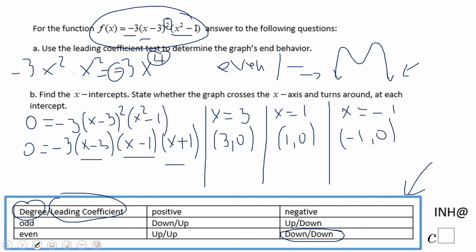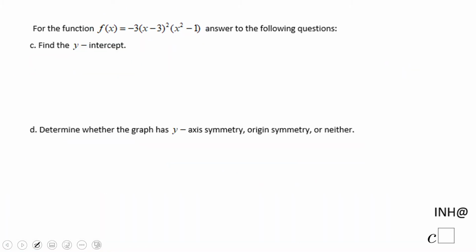Okay. And now, based on the multiplicity, we can say if the graph crosses the x-axis or touches the x-axis. And look here. Oops, I forgot the square here. We have these two here, that means it touches. All right. And this one is a power of 1. So that means it crosses here. Crosses on both of them, right? That's the last part of part B, and now we can go to the last two questions, C and D.